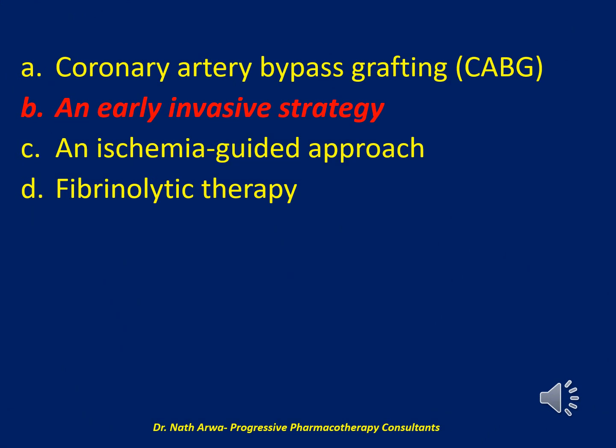And the correct answer is B, an early invasive strategy. This man presents with new ST segment depression and positive troponin accompanied by angina and symptoms suggestive of a myocardial infarction. His disease should be treated as higher risk, since he is troponin positive, and he would benefit from an early invasive strategy. That makes answer B correct.